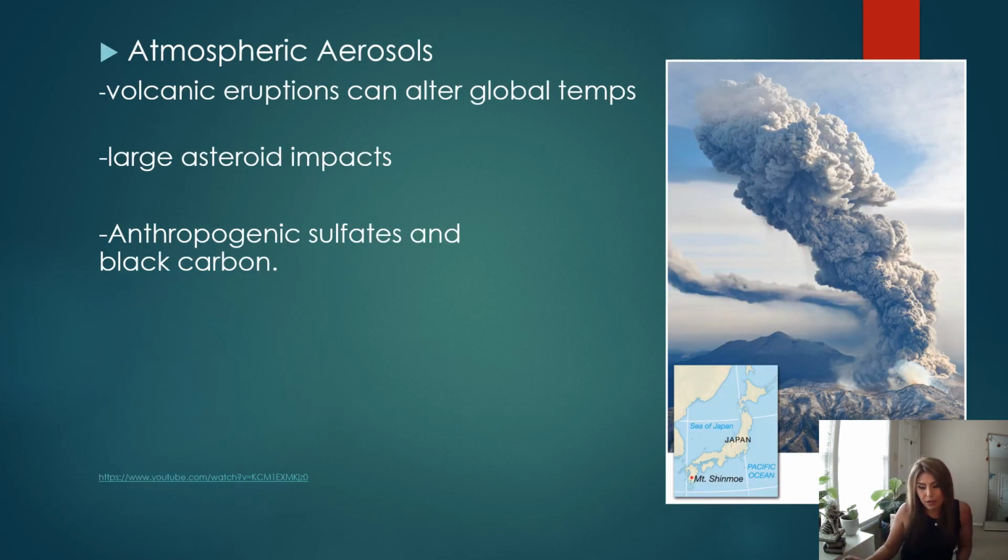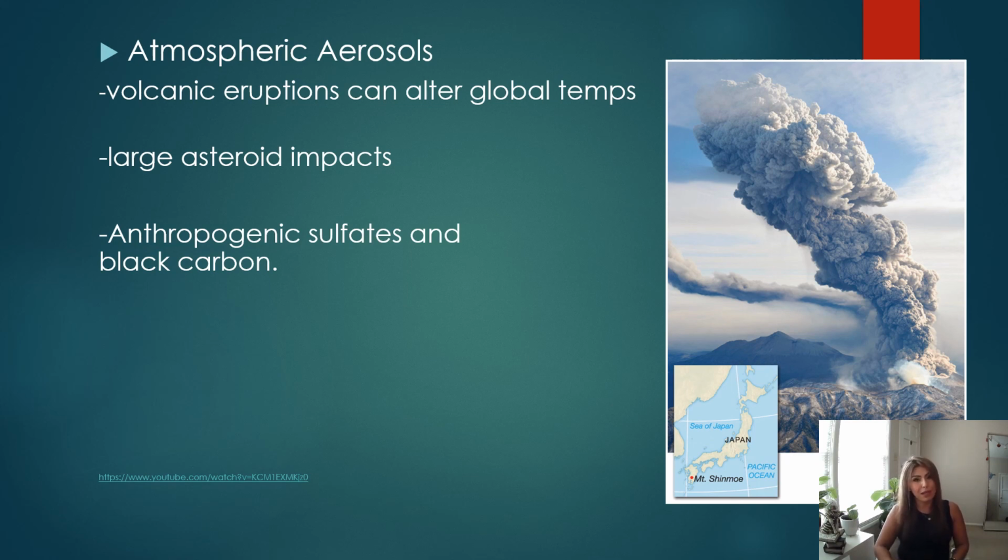Number one is through atmospheric aerosols. So we know that aerosols are those non-gaseous particles in the atmosphere, right? So things like natural aerosols are going to impact the climate, okay? Any large quantity of particulate that is ejected into the atmosphere, for example, by volcanic eruptions, is going to alter global climates, or global temperatures. So large asteroid impacts, anthropogenic sulfates and black carbon.